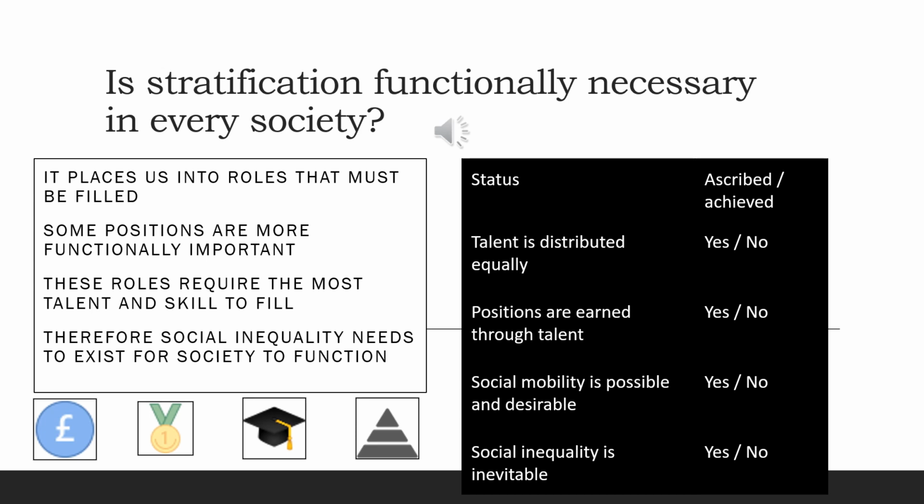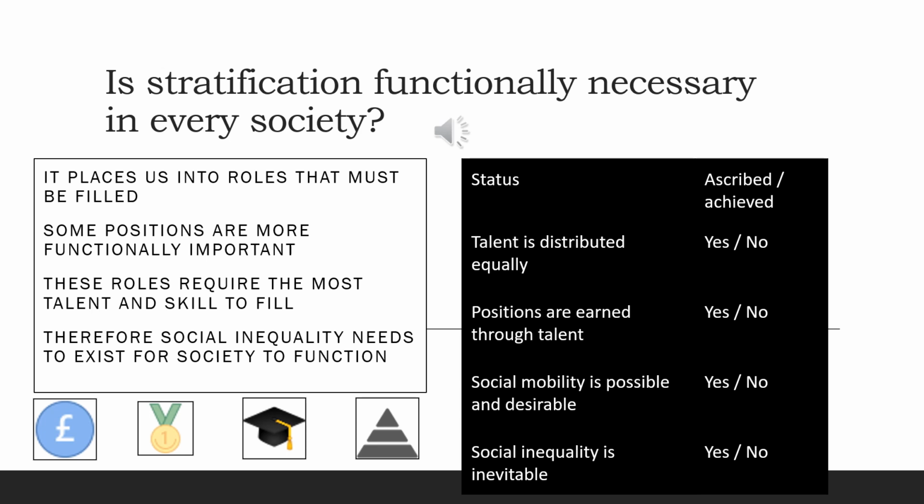So they would say it places us into roles that need to be filled. Some positions are more important than others. Some roles require more talent and skill. So you need social inequality to get society to function, to separate people into the right places, the right levels.